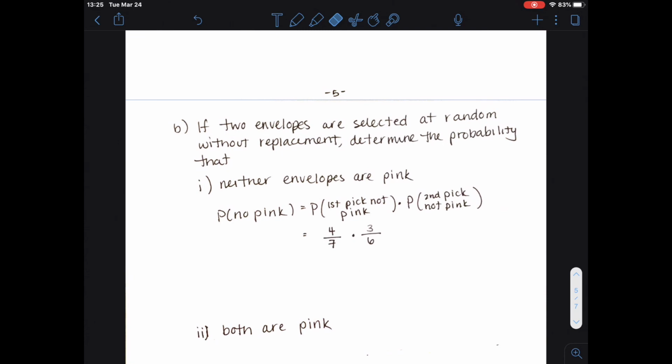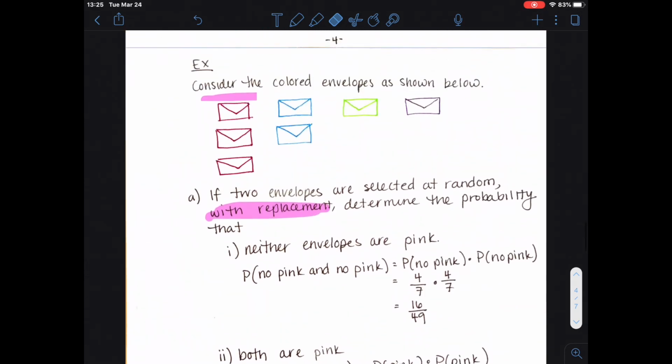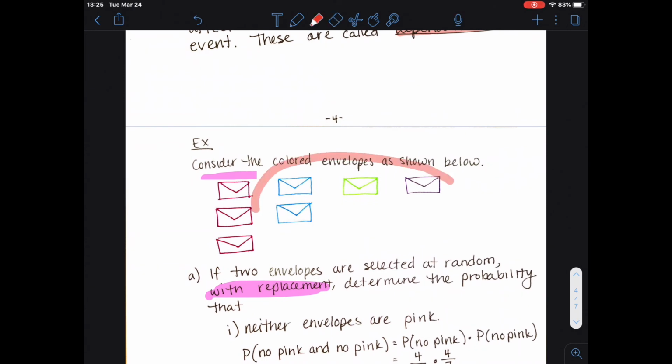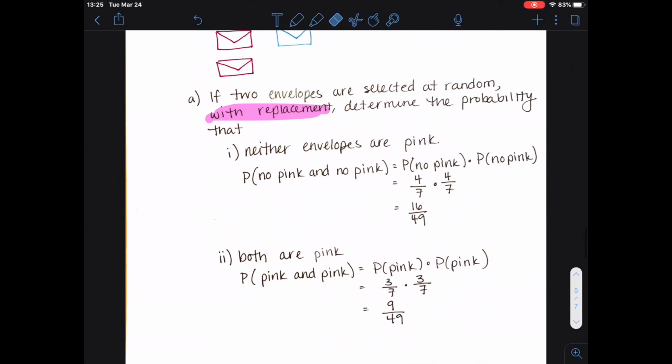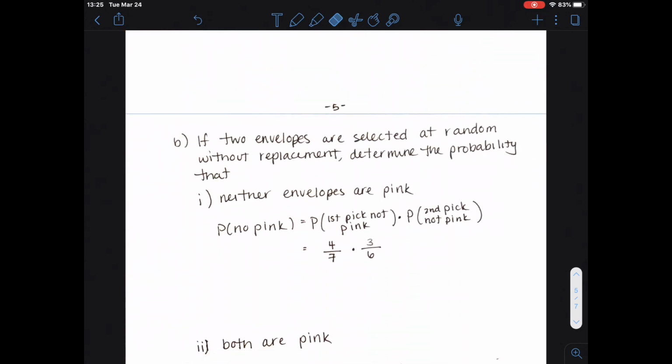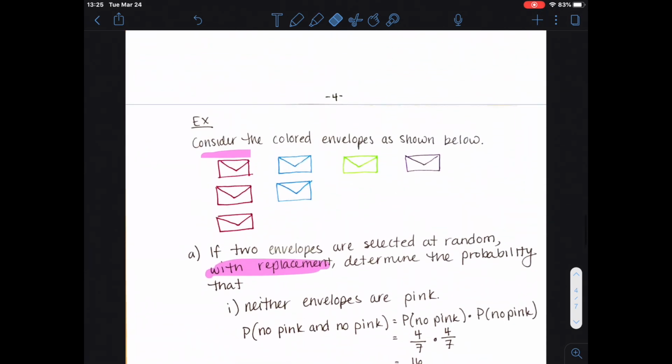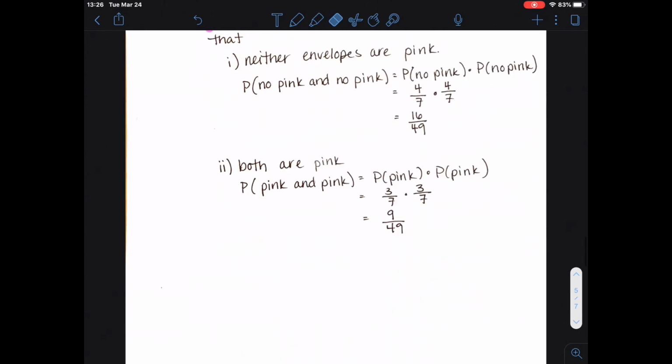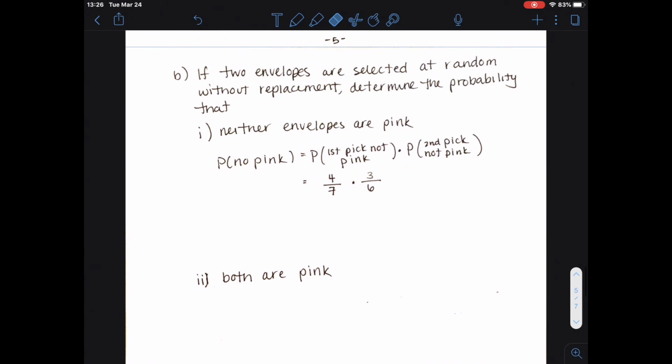So for the first one, you still have the same odds. There are 4 envelopes of the 7 that are not pink. So you have a 4 in 7 chance. But for the second pick, I've used one of these envelopes up. So this envelope is gone. I have 1, 2, 3, 4, 5, 6 remaining, and only 3 of them fit the criteria for us to be successful. Okay? So you have a 3 in 6 chance now of making the second envelope not be pink.